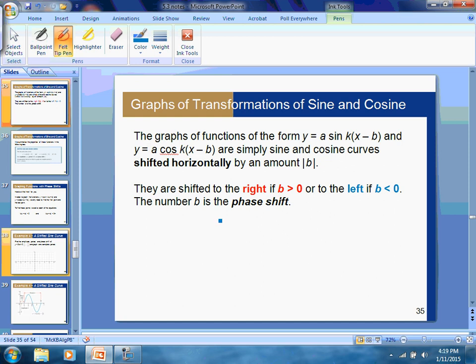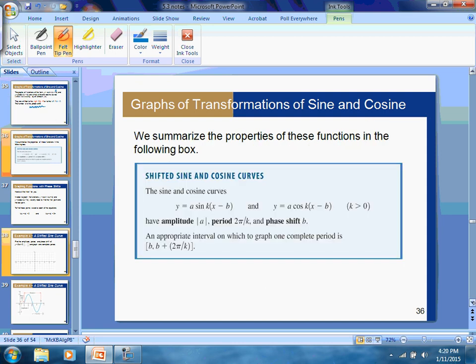Now this last concept we're going to talk about is a phase shift. And that's what moves the function left or right. And the way we get that is by adding or subtracting a number to the x value inside the function. So this is the most complete way, I guess I should say, to write your sine and your cosine functions or curves. We have our amplitude, we have our k value that affects our period, and now we have the x minus b that's going to affect our phase shift. So the amplitude, and then the period, and then the phase shift.